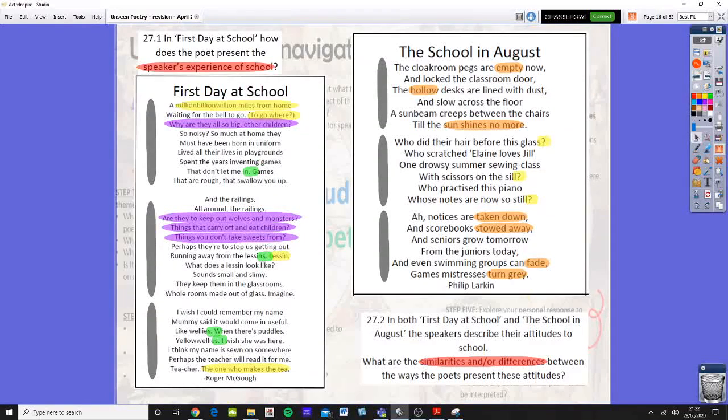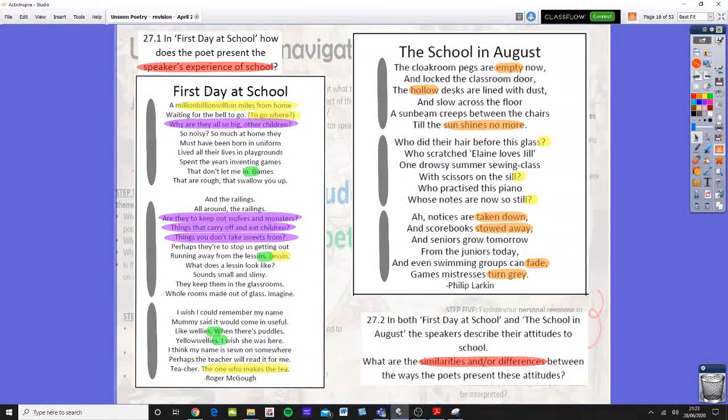And then 27.2, the comparison question. In both First Day at School and The School in August, the speakers describe their attitudes to school. What are the similarities and/or differences between the way the poets present these attitudes? Now, don't worry, I haven't done it yet, but I will send with the email with this video all the ideas I've had on the screen there on separate paper resources, digitally, so you can get them up on the screen and refer to them. So don't worry about scribbling down loads of notes and going back. You will have them there available to you.